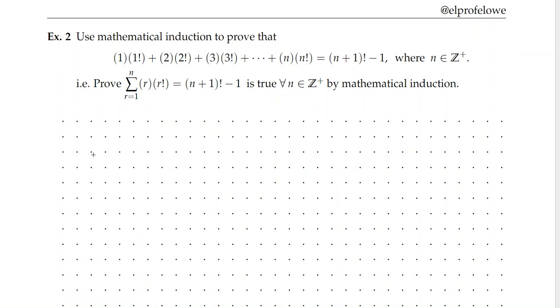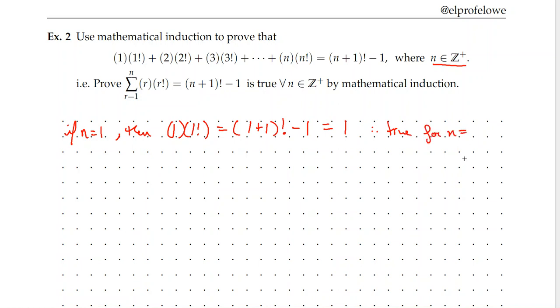So in our process, we consider the basis step. If n equals 1, because our first positive integer is 1, then we have 1 times 1 factorial, which is 1, and 1 plus 1 factorial minus 1, both of these equal 1, so therefore it is true for n equals 1. All right, so we're true for our first case.